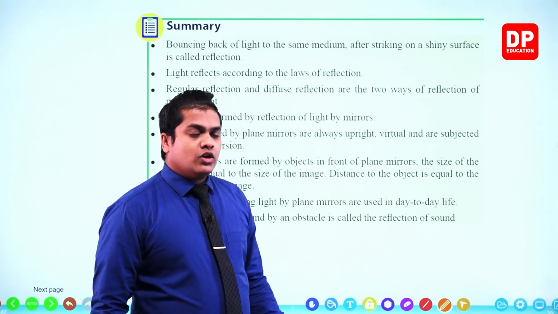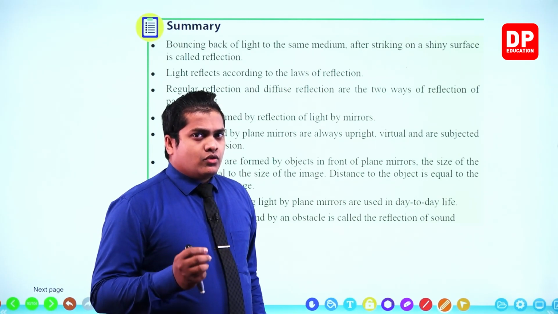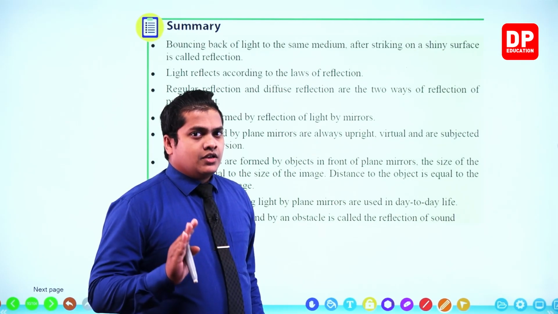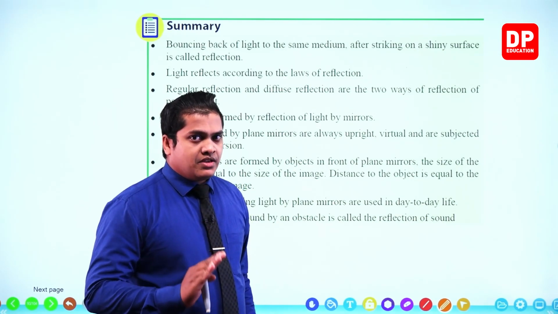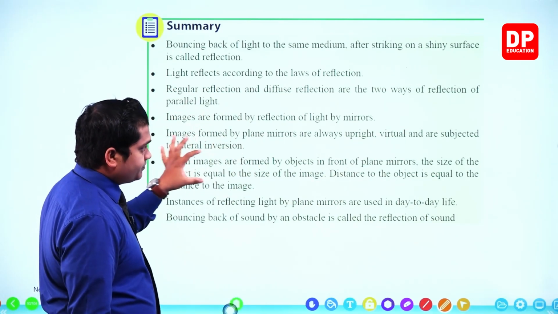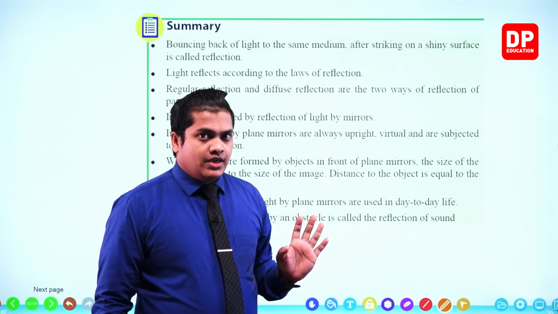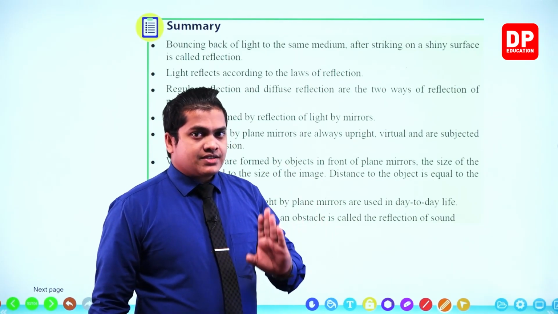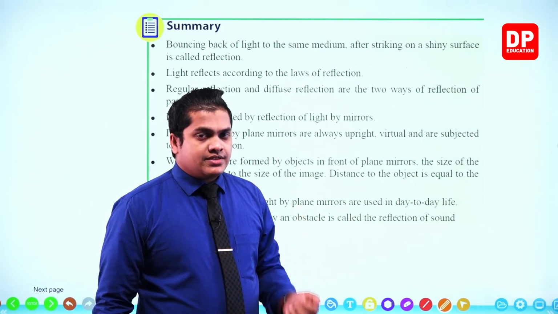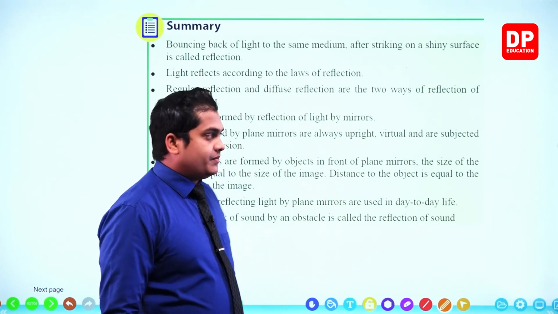Next one, virtual. Virtual means, my dear children, that those images cannot be projected onto a screen. The image is created within the mirror itself. That's it. Then, my dear children, lateral inversion. Lateral inversion is the process where the left and right sides switch.